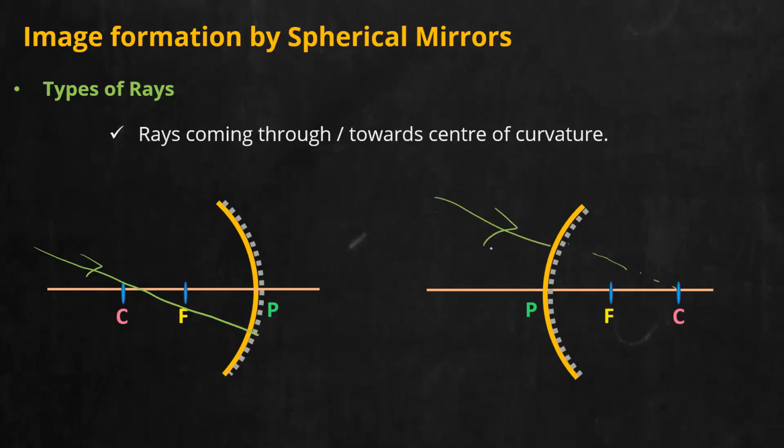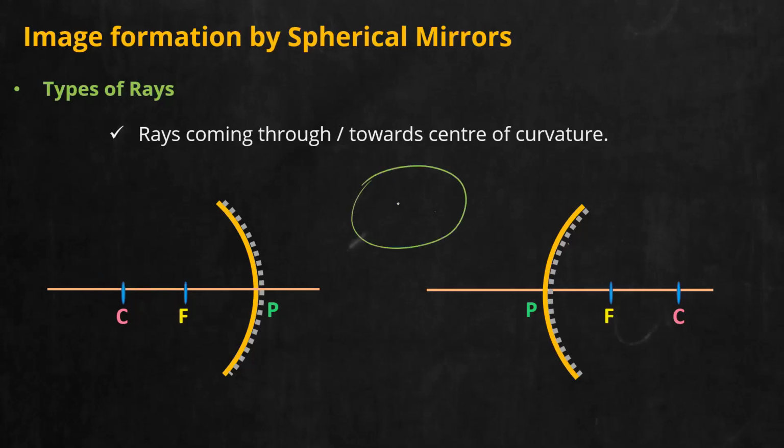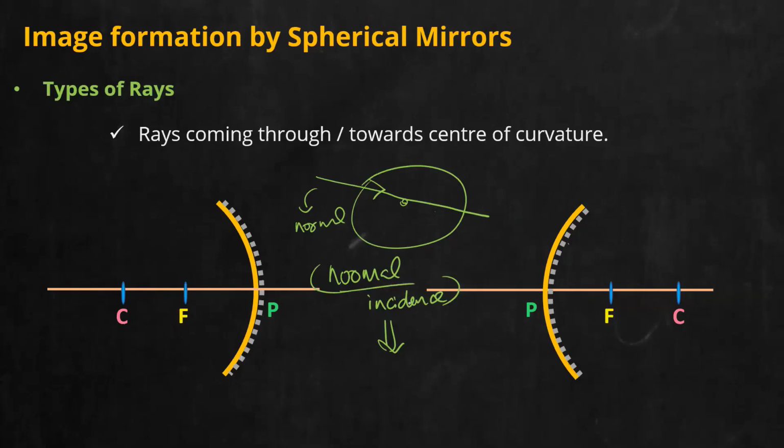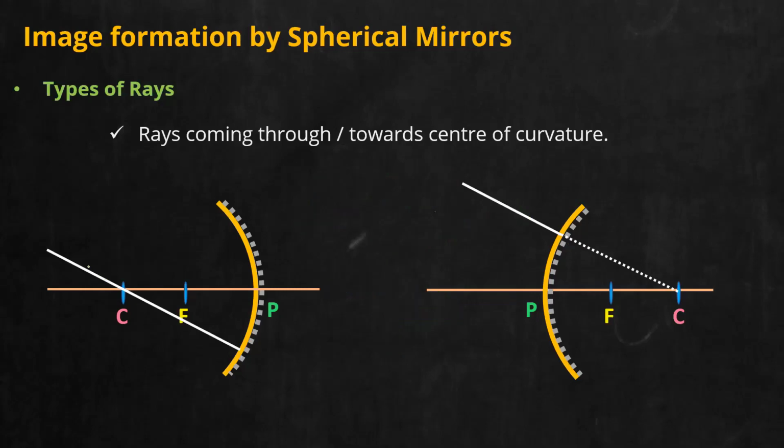So write it first. Now can you guess what will happen to this ray? I've already told you. If I consider a sphere and pass any line through the center of curvature, the center of curvature represents what? Normal. And in the last class we discussed normal incidence. What is the specialty of normal incidence? In both the cases here, the ray will go like this. It will again pass through the center of curvature, or I can say it will retrace its path.